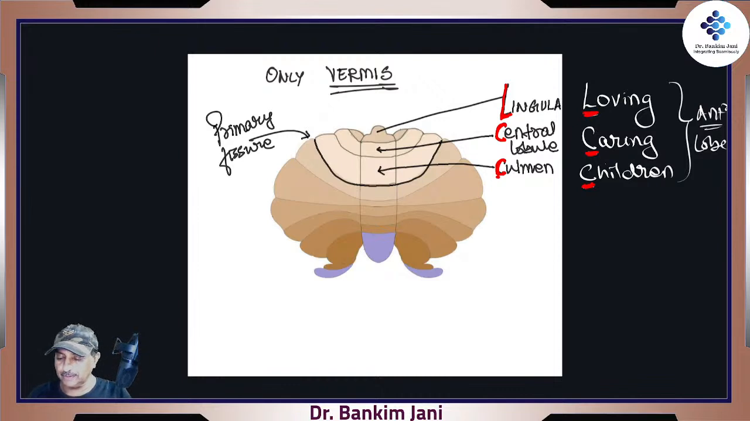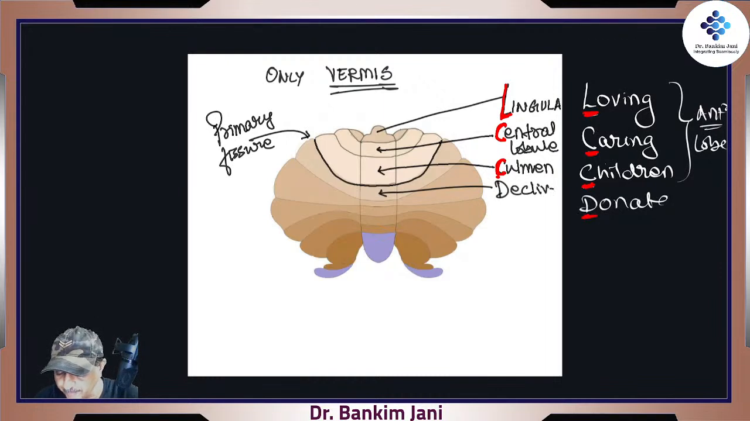Next one. What do loving, caring children do? They donate. So this D is declive. This is the portion which is declive. It makes complete sense when I say that the primary fissure divides the culmen and declive. So that's declive.